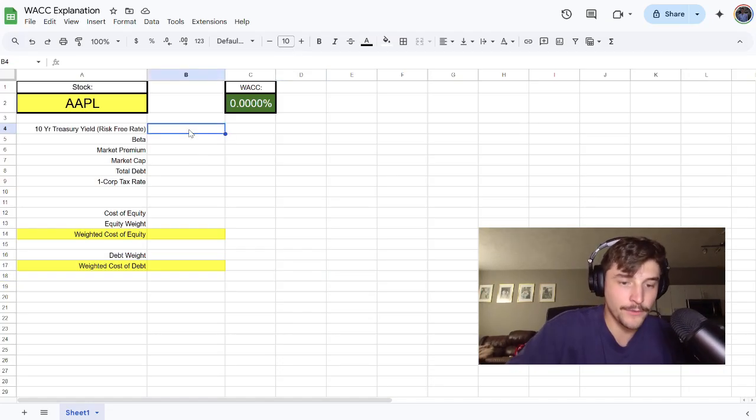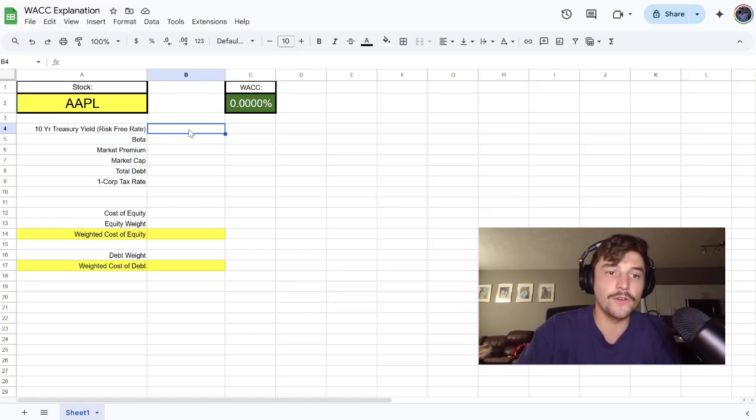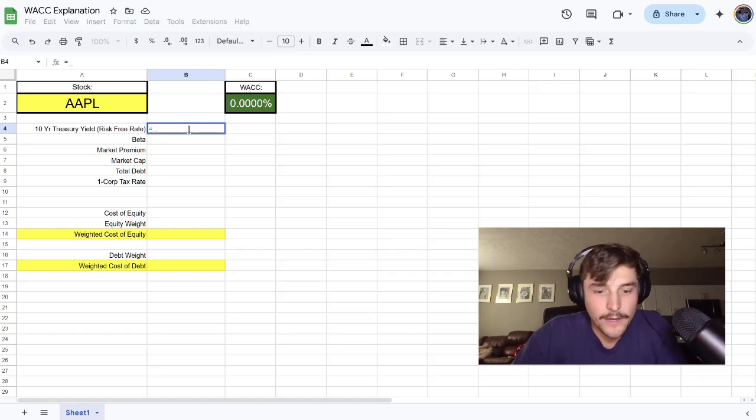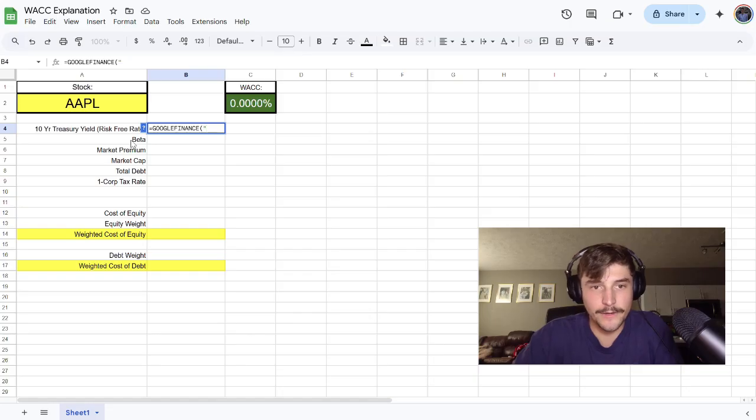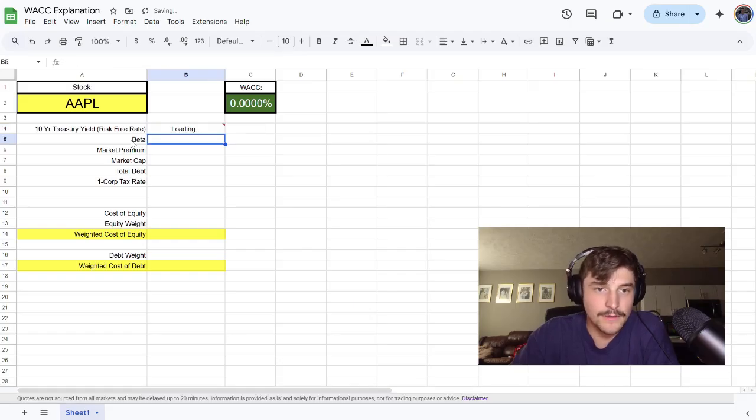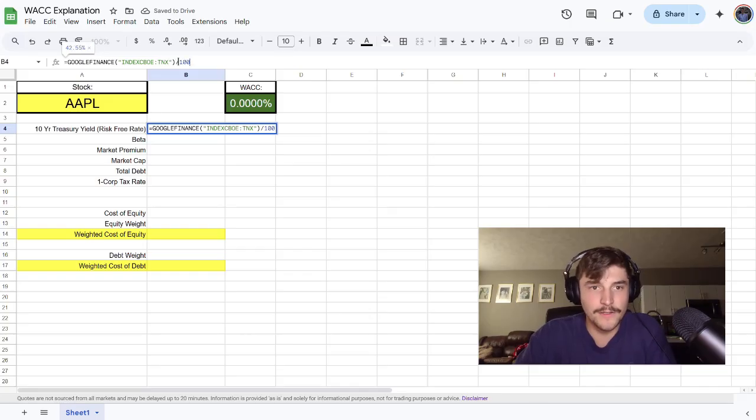Most of this you can find through Google Finance. There's also an external tool that I use to find the debt, and I'll tell you about that once we get there. Okay, so we're just going to type in Google Finance, and then to find the 10-year treasury, we are going to consult the Chicago Board Options Exchange, index CBOE, TNX. That's how we find it, and also that's a percentage, so we're going to divide this by 1,000.